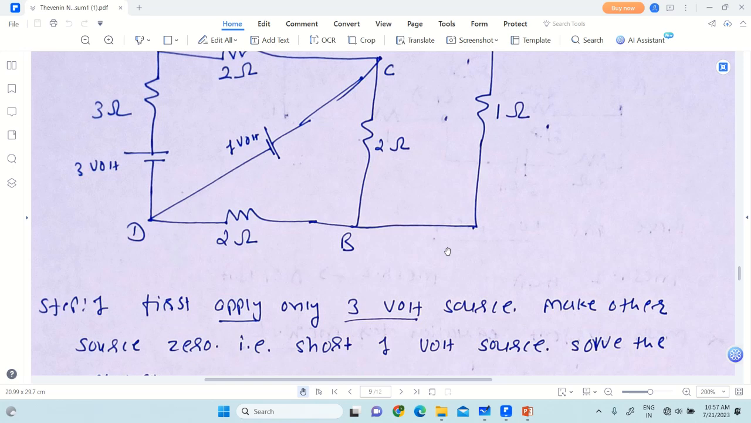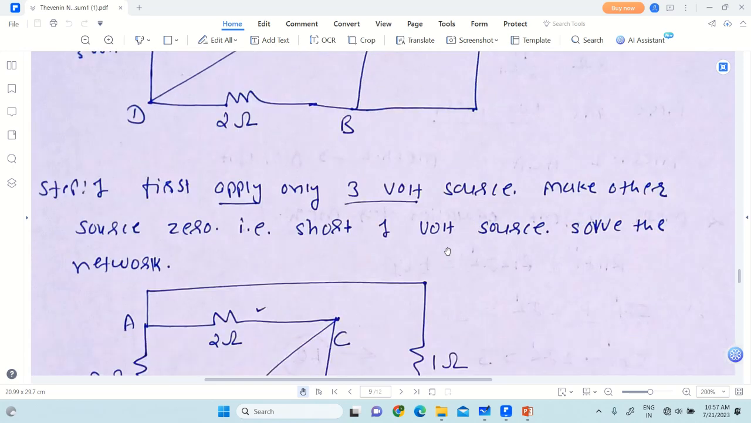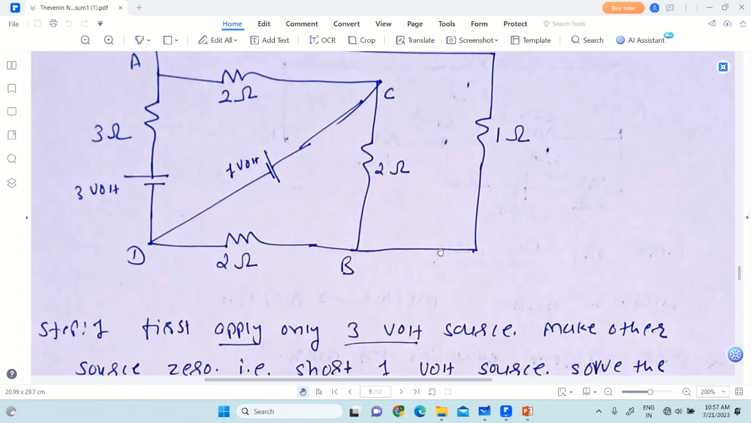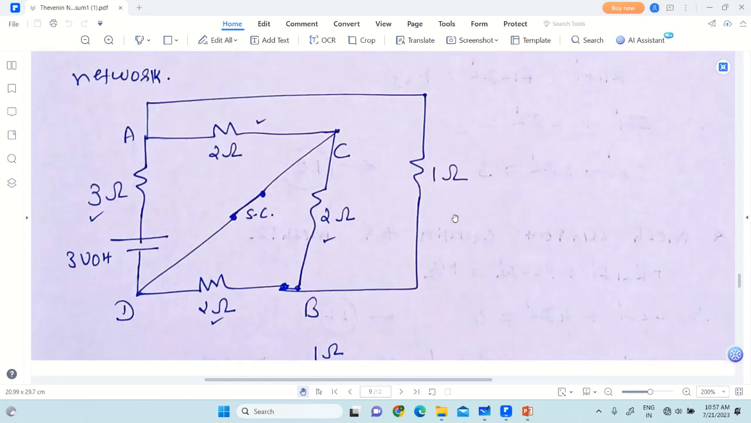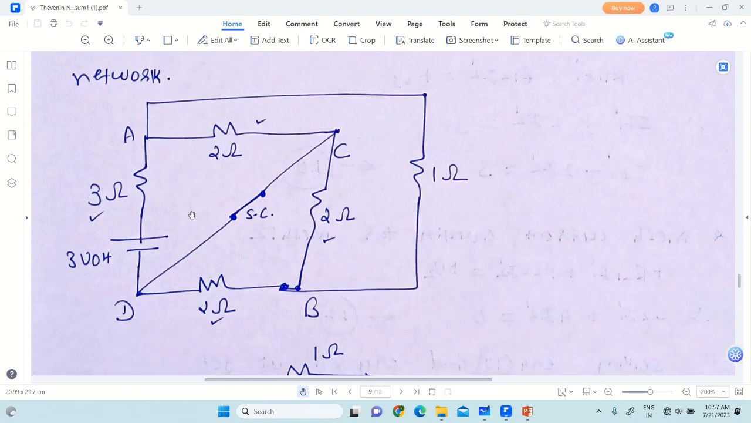Now let's see step number 1. First we apply only the 3 volt energy source and we make the other energy source 0. In this case there is a 1 volt energy source, a battery, which is a voltage source, so the voltage source is represented as a short circuit. Now draw the equivalent circuit. The 1 volt source is represented as a short circuit, and the remaining circuit remains the same.